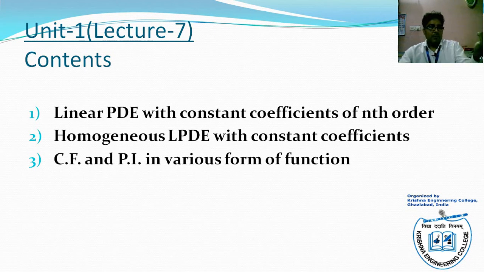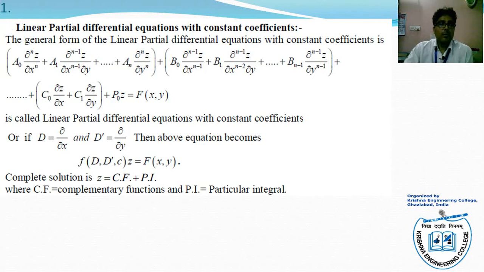Number first is the linear partial differential equation with constant coefficient of nth order. Second is homogeneous linear partial differential equation with constant coefficient. And third is CF and PI in some various forms of the function. What do you mean by linear differential equation with constant coefficient of nth order?